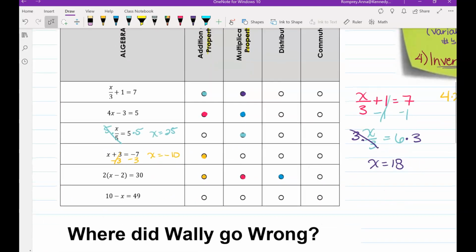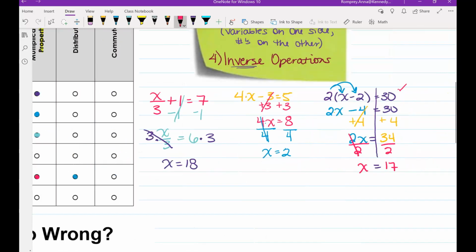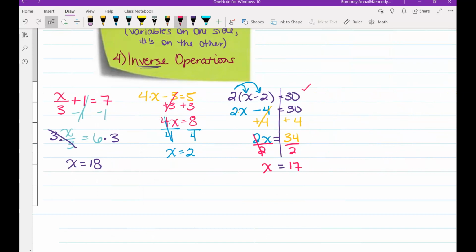Awesome. Okay. So 10 minus x equals 49. Okay, so I ask myself, is there anything to distribute? Just a 10 and a negative x, so nope. Are there any like terms? On my left side, 10 and a negative x. No, there are not. 49, well, it's by itself, so nope.